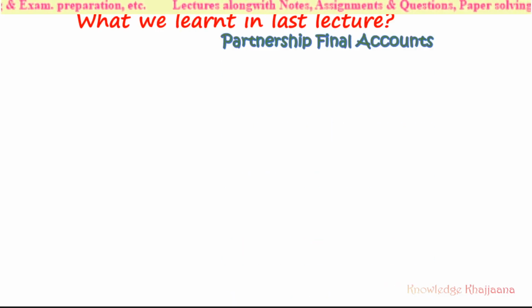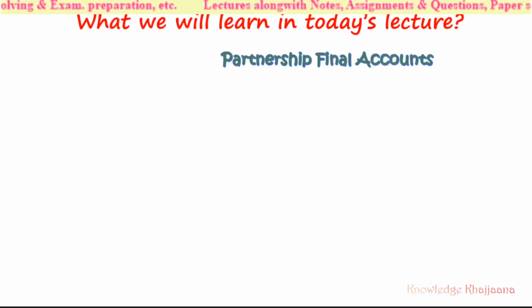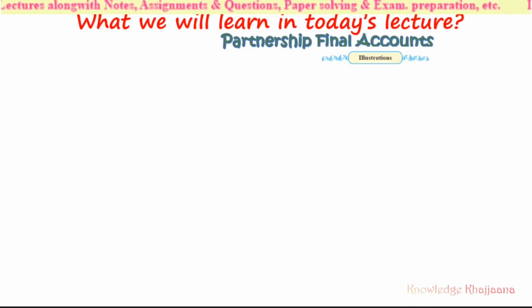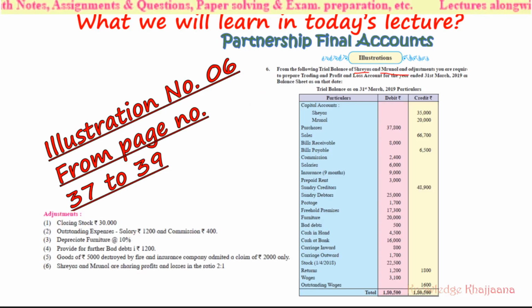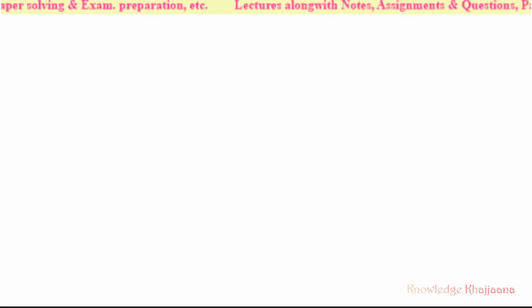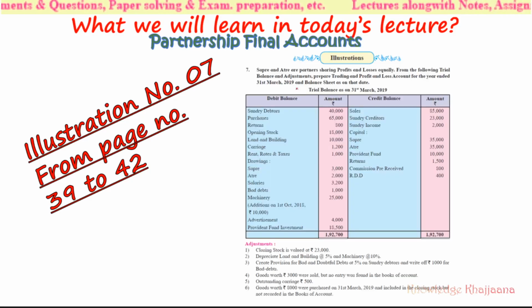What we learned in our last lecture, we learned practical problem number 2, which was given on page number 55 to 56 of Messrs. Mitesh and Mangesh. And what we are going to see today is illustration number 6 and 7. Illustration number 6 of Shreyas and Mrunal, which is given on page number 37 to 39, and illustration number 7, which is of Sapre and Atre, which is given on page number 39 to 42.